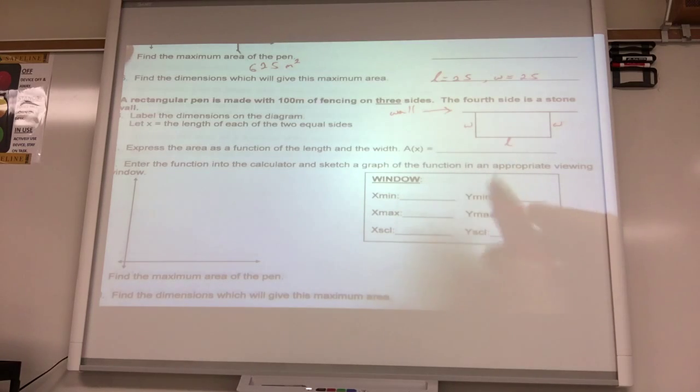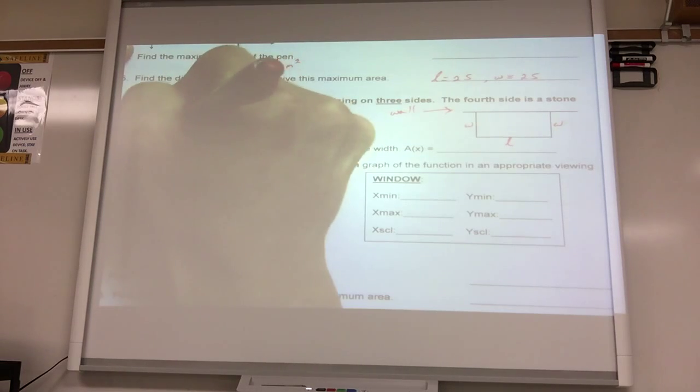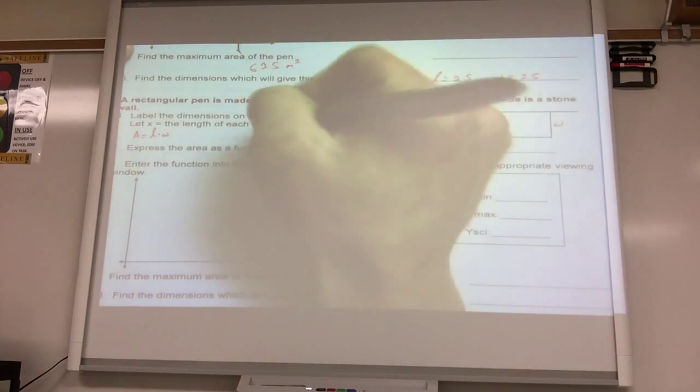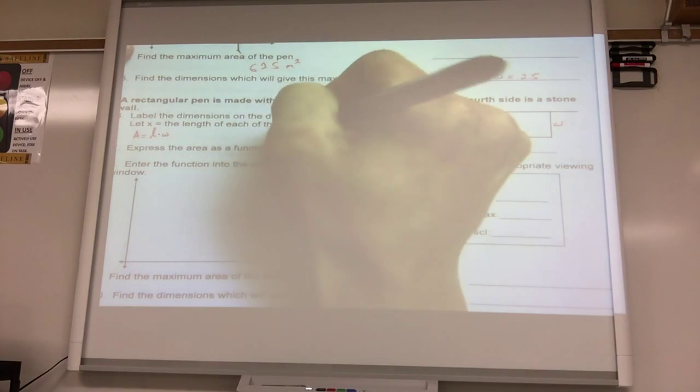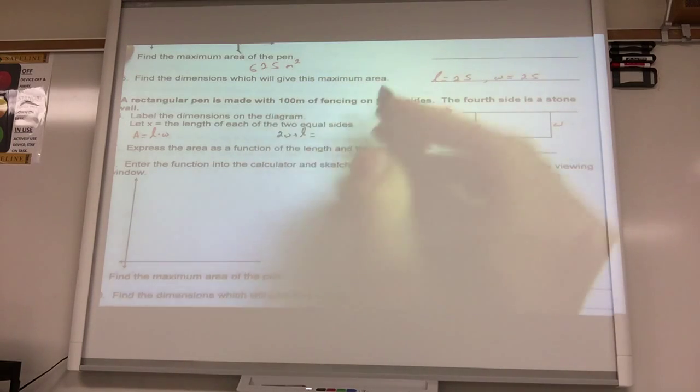So creating my 2 equations, one is area equals length times width, and the other one that we're going to use actually looks like this. 2 widths plus 1 length equals the 100 meters of fencing.